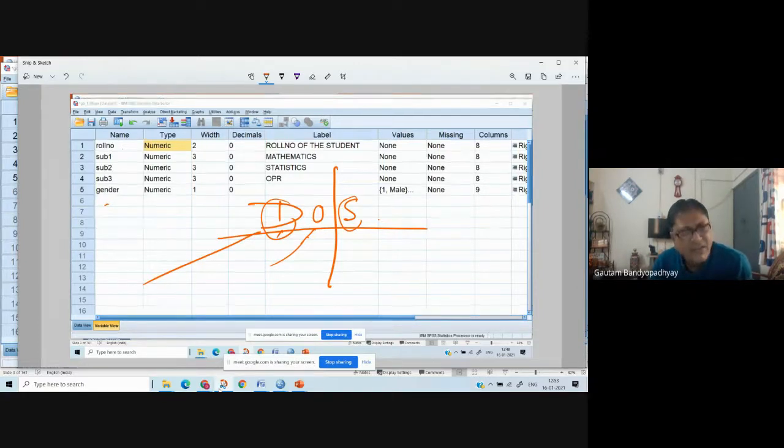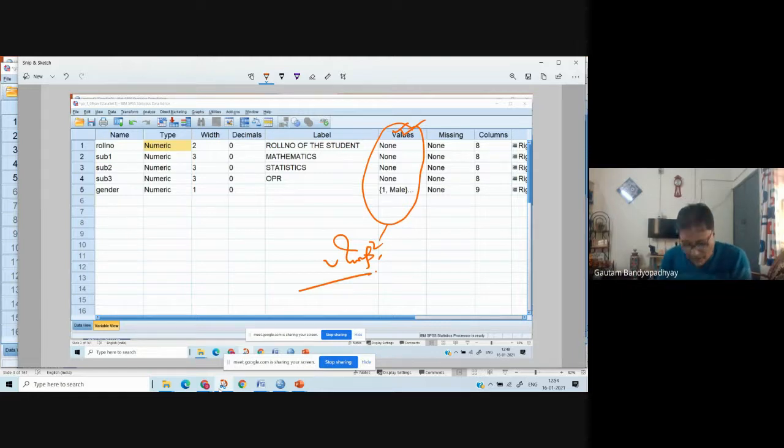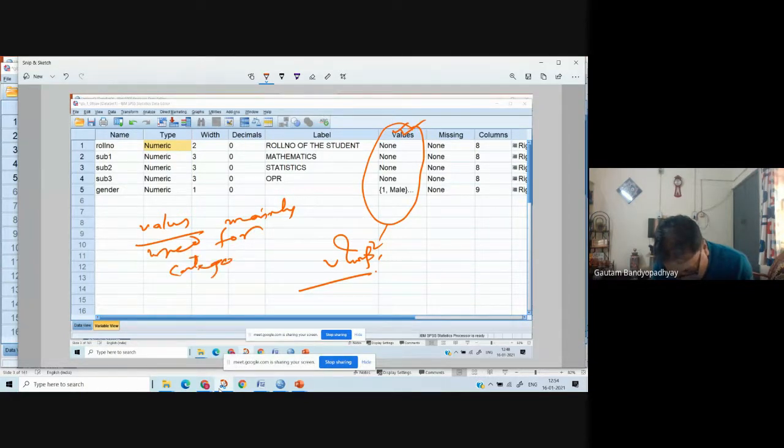Gender we can divide, basically male and female. Now we come to this part. Say your 6th column, that is the values column, is very, very important. I'm telling you, very important for SPSS. The question is why it is very important? Because the values column is mainly used for categorical data.